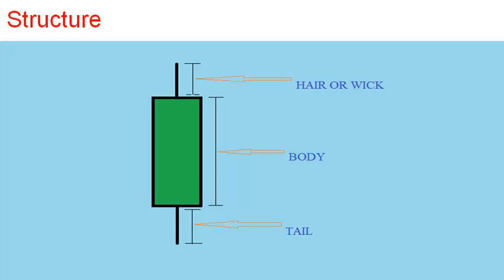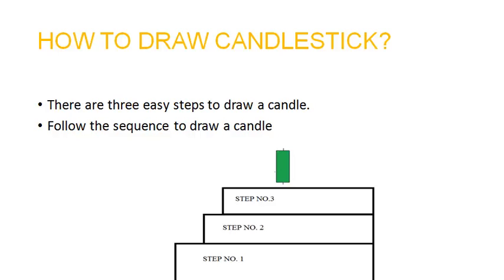So the way the candlesticks are structured is there is a pretty simple structure to the candlesticks, and this part of candlesticks is called the hair or wick. This part of candlesticks is called the tail, and this part of candlesticks is called the body or a real body. So there are three parts to it. One is called the wick, second is called a tail, and third is what is called the real body.